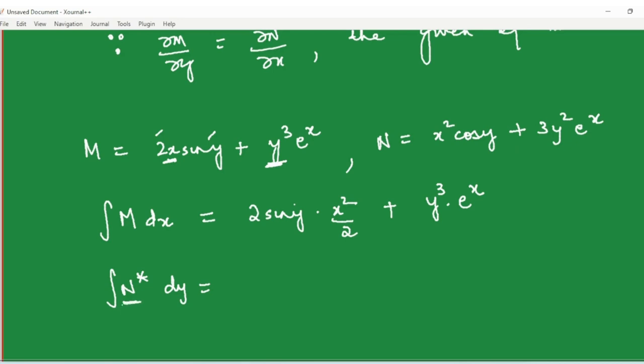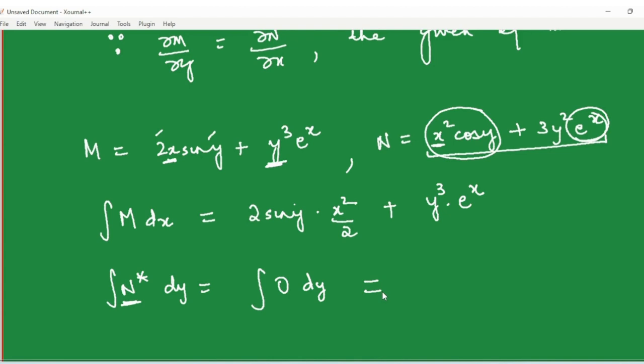Now by n star we mean those terms of n which are independent of x. Now this term is very much involving x because of the x square present with cos y. This term is also involving x due to the presence of e to the power x. So basically your n star is 0. There is no term in n independent of x. So your n star is 0 and the integral of a constant 0 is the constant of integration c.